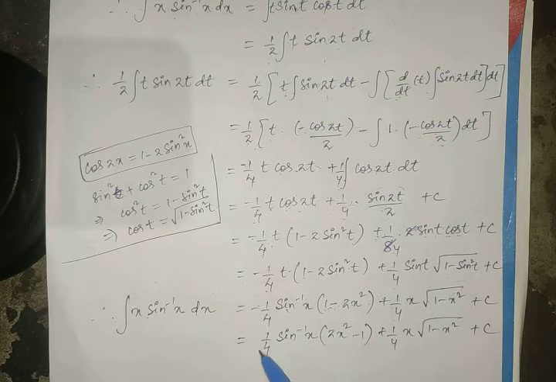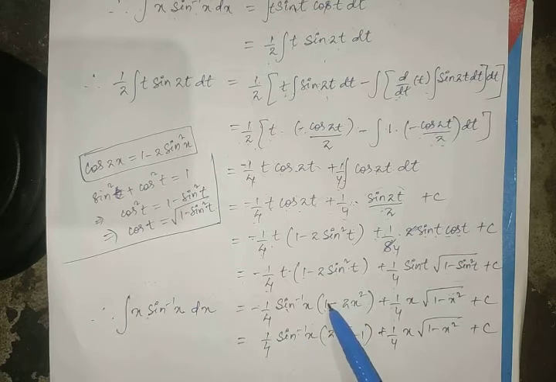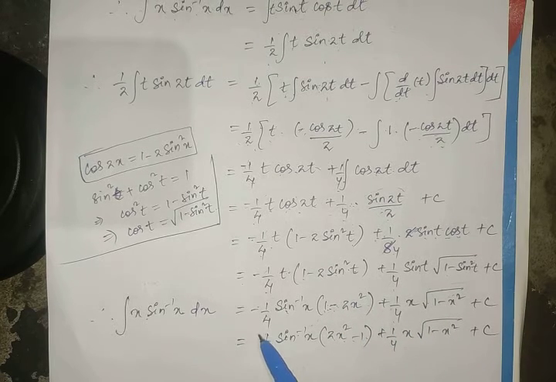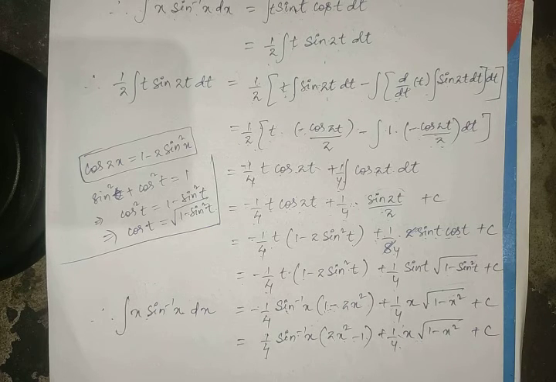Or you can write it like this: 1 by 4 sin inverse x, and 1 minus 2 x square you can write as 2 x square minus 1. Okay, so this minus will become plus, and plus 1 by 4 x root over 1 minus x square plus c. So this is the final answer.